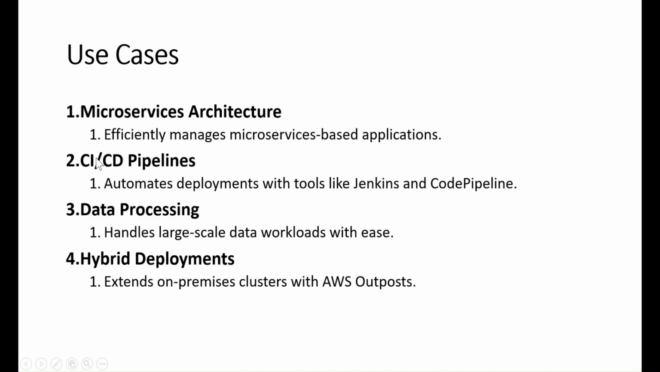The second use case is the CI/CD pipeline. It automates deployment with tools like Jenkins and CodePipeline. Continuous integration and continuous deployment automate the process of testing, building, and deploying code. EKS integrates with tools like Jenkins, GitLab, and AWS CodePipeline to deploy the application automatically. These tools ensure faster and more reliable deployment.